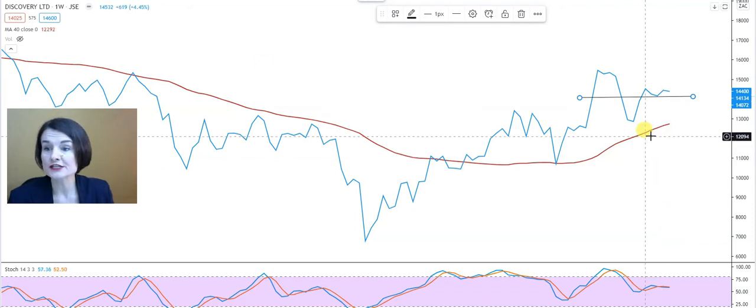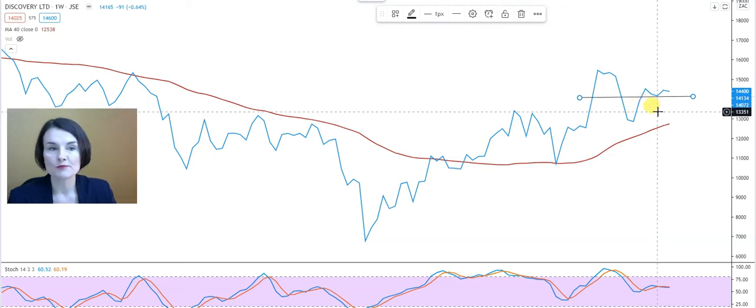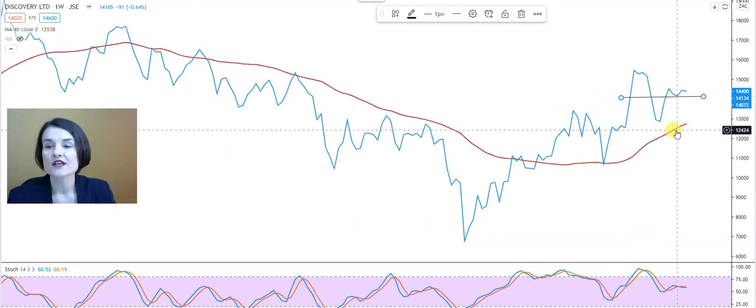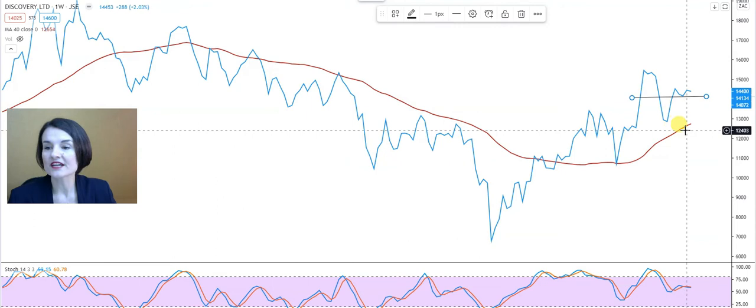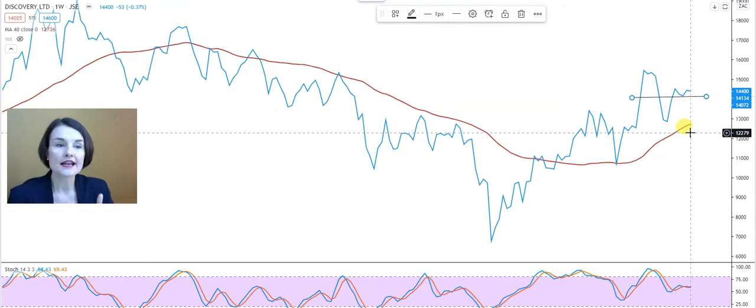So the share needs to find enough buyers to go through 145.32. Below 141.65, I will be concerned about Discovery. The critical level is obviously that red line, the 40-week moving average, and that is waiting at 127.36. Why is that such an important level? Because above a 40-week moving average, the long-term sentiment towards the share is always positive, and below it, we confirm that the sentiment for long-term investors is negative.